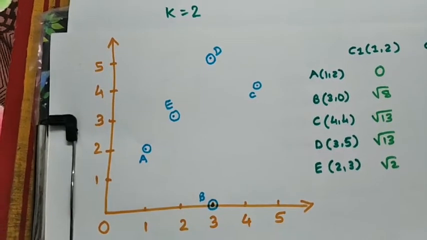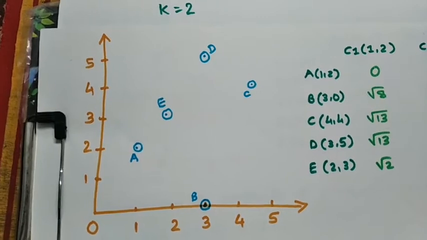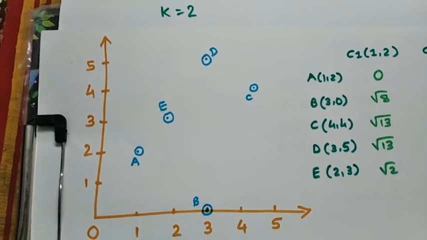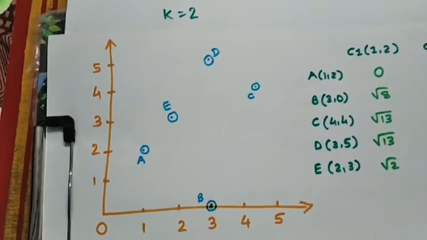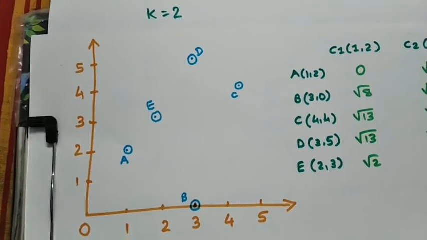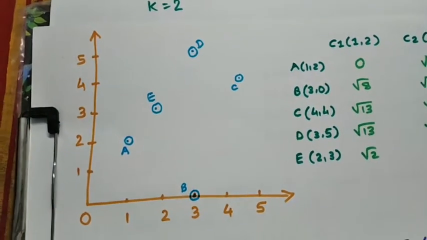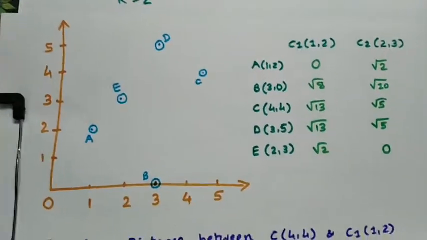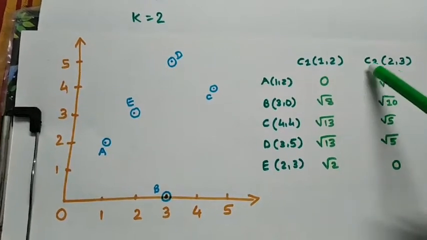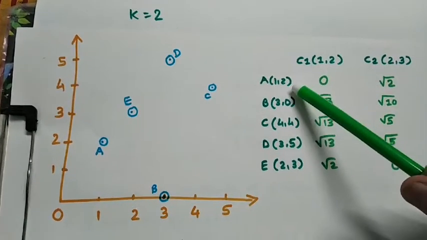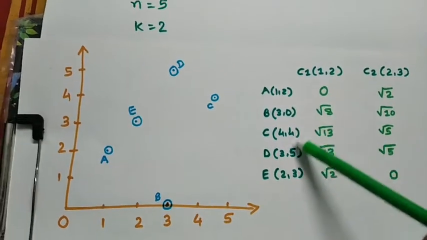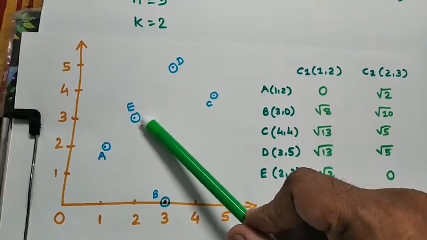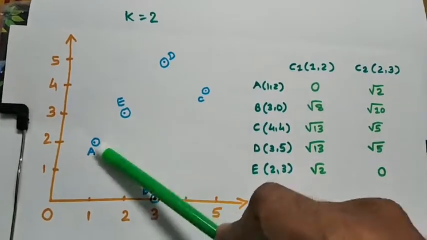You can pick up AB or AC or AD. So there are 5C2 possibilities in this case. In general there are nCk possibilities if there are n objects and k clusters, right? So out of these 5C2 possibilities, let us pick up one particular pair. So I decided to pick up A (1, 2) and E (2, 3). So A and E will represent two different clusters.